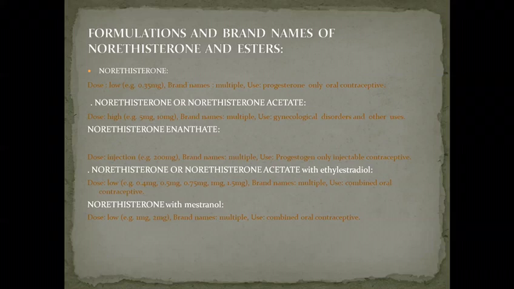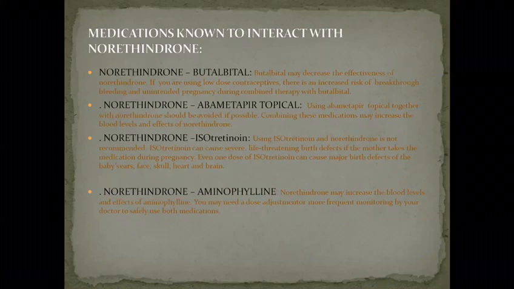Norethisterone or norethisterone acetate with ethinylestradiol dose is low, 0.4 mg, 0.5 mg, 0.75 mg, 1 mg, 1.5 mg, and uses are combined oral contraceptive. Norethisterone with mestranol dose is low, like 1 mg or 2 mg, and uses are combined oral contraceptive.